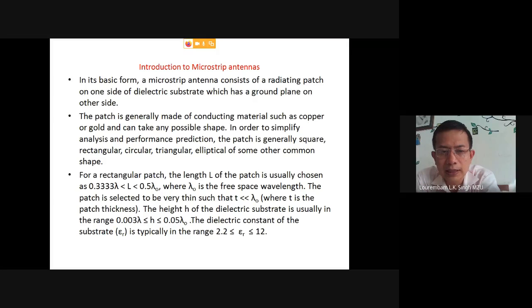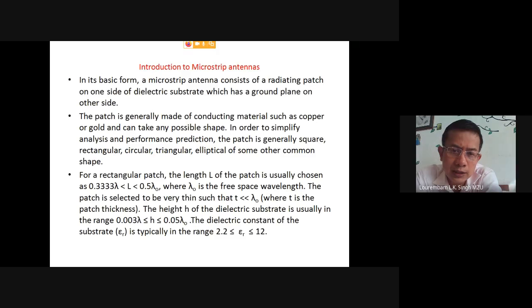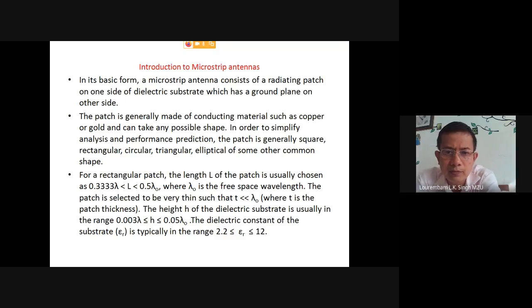But in between these two copper films, they are separated by one material that we call a dielectric substrate. Depending on the kind of material, it will have different dielectric constants, and we use different kinds of materials for different applications. In the second point, the patch is generally made of conducting material such as copper or gold, and it can take any possible shape.